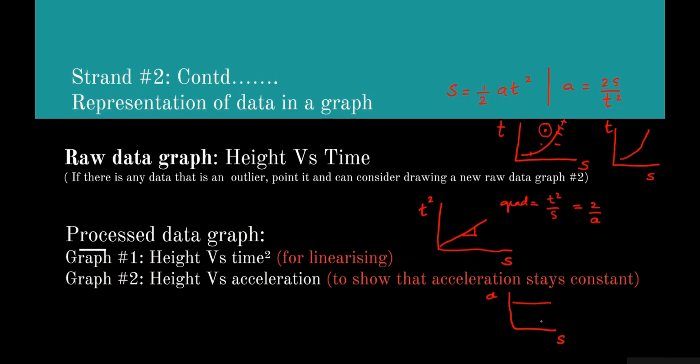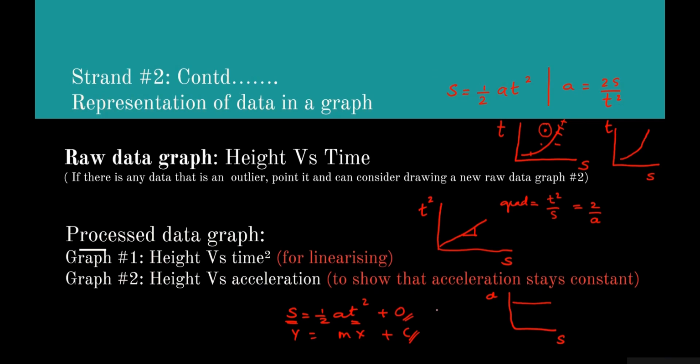Then what do we have? We have this equation S equal to half A T square. So this is telling me that S is proportional to T square. So we are going to get a straight line passing through the origin. So we are comparing this with the equation Y equal to mx plus c. Now, when I'm comparing this, I can see that my expectation is the y-intercept should be equal to 0.